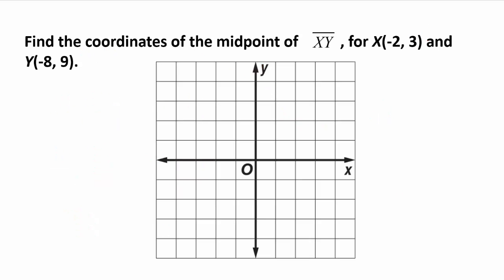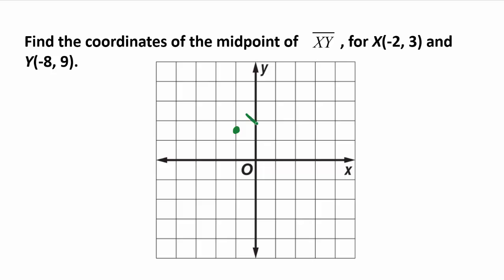Let's try another one of these and find the coordinates of the midpoint for line segment XY, which can be found at X, -2, 3, and Y, -8, 9. This time we're going to do it a little bit different. We're going to graph the points first just so we can see what it is that we're looking at. So X is at -2, 3. We're going to count by 2. So -2, 3. That'd be here.